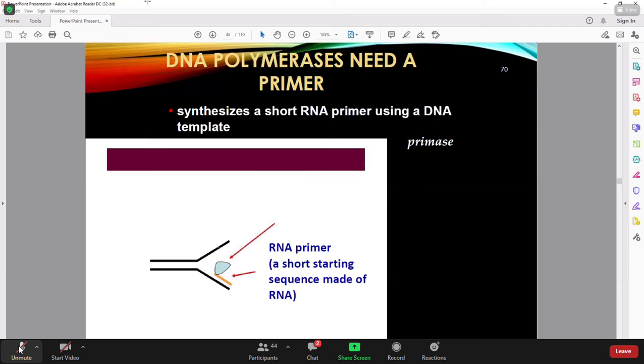So this is the primer. It is a short RNA primer made using a DNA template. It is a short strand of RNA, basically 18 nucleotides, or you can synthesize 30 nucleotides. But in detail, there are more characteristics to be followed in synthesizing an RNA primer. There are many more characteristics.